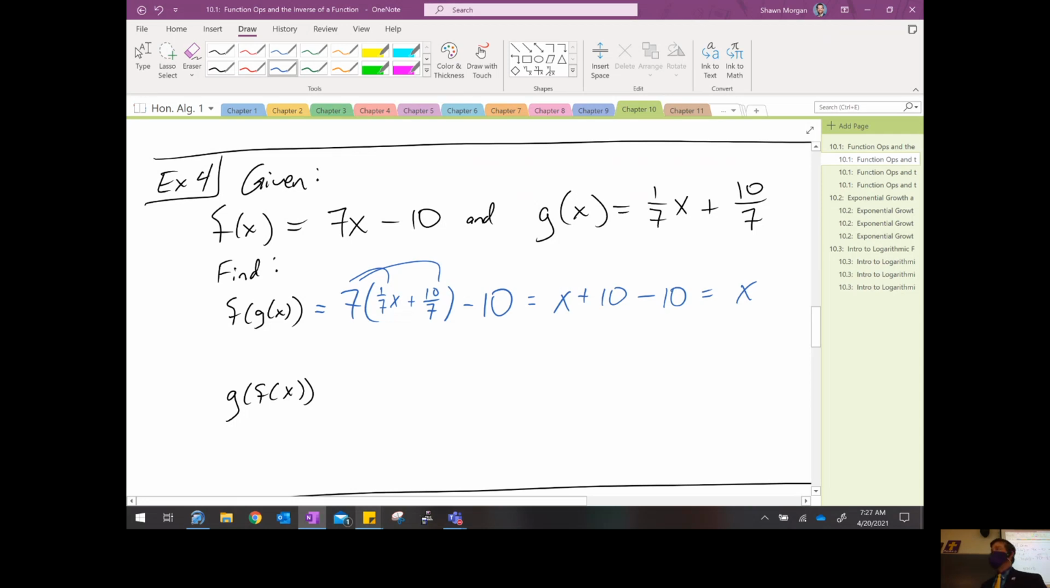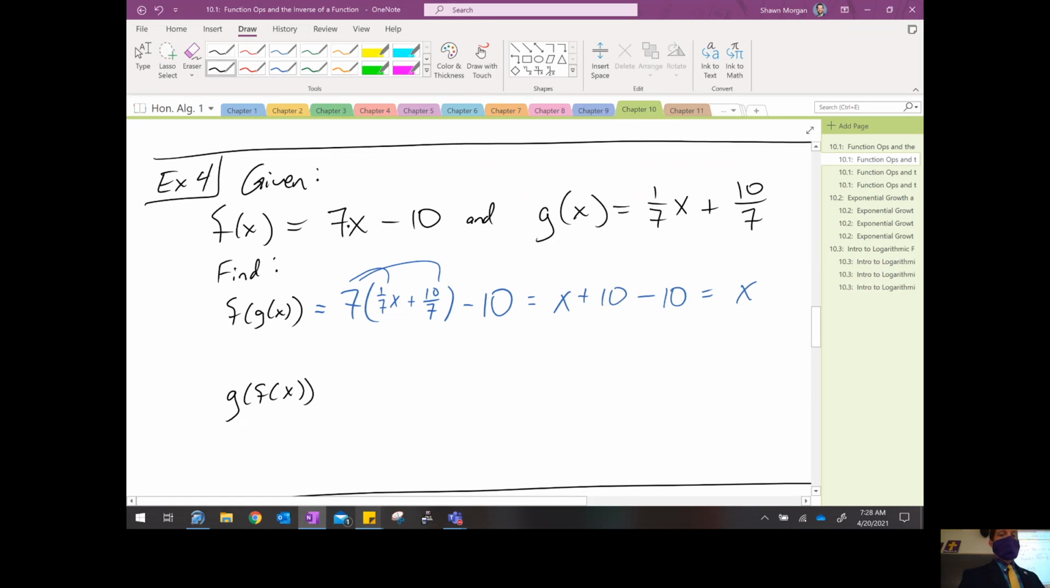The g function had the operator of divide everything by 7, add 10. The f function had multiply by 7 and subtract 10. Those are inverse operations. They undo each other, and it boiled down to x. Tiago, so you have in the top, it says that f of x equals x.